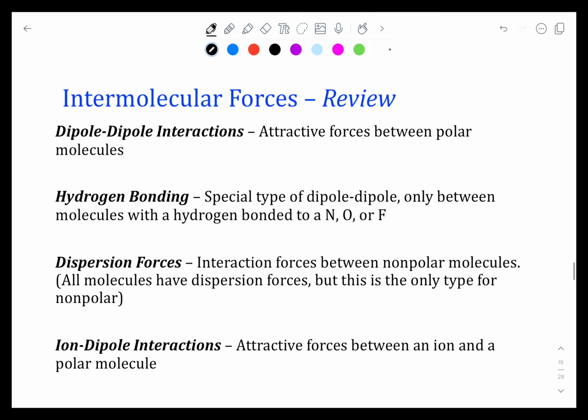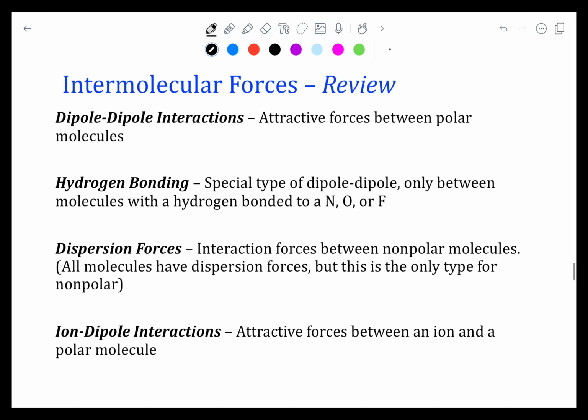Just to review, a nice review page is always good to have, good to write down and record for when you're practicing on your own. A dipole-dipole interaction is an attractive force between polar molecules. Hydrogen bonding is a special type of dipole-dipole interaction, but it's only between molecules with hydrogen bonded to nitrogen, oxygen, or fluorine.